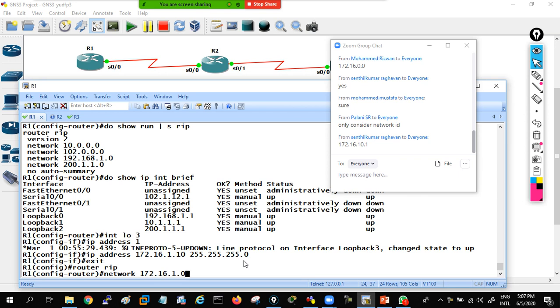Now, one doubt. Who is that? Ashik. Yes, Ashik, tell me. Actually, this is a class B network, right? Correct, sir. So why are we giving a class C subnet mask?